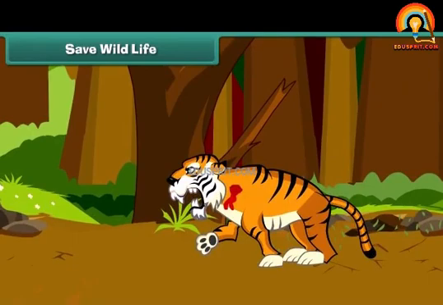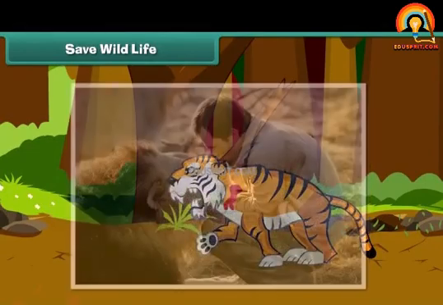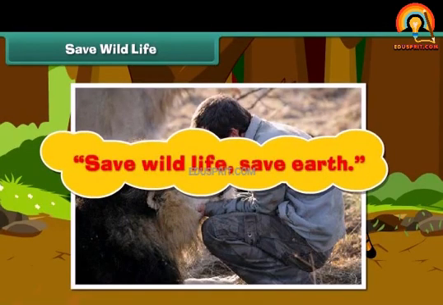Some of the species, like the Bengal tiger, have become extinct. So, we should protect the wild animals. Save wildlife, save Earth.